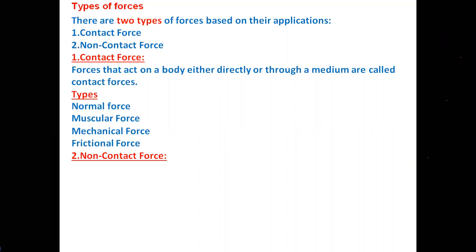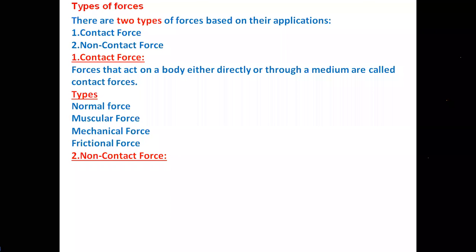So there is no contact. So we can define it: the force acting at a distance without any direct contact between the two bodies is known as non-contact force. Or you may define it in another manner: the force exists between the bodies when the two bodies are separated by a distance d, even though there is no contact between them.